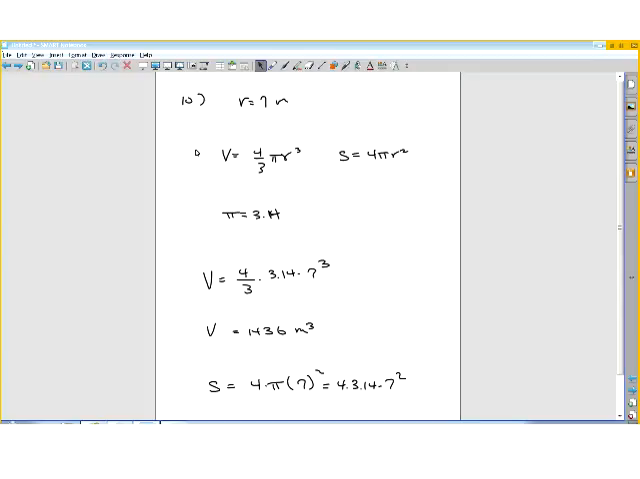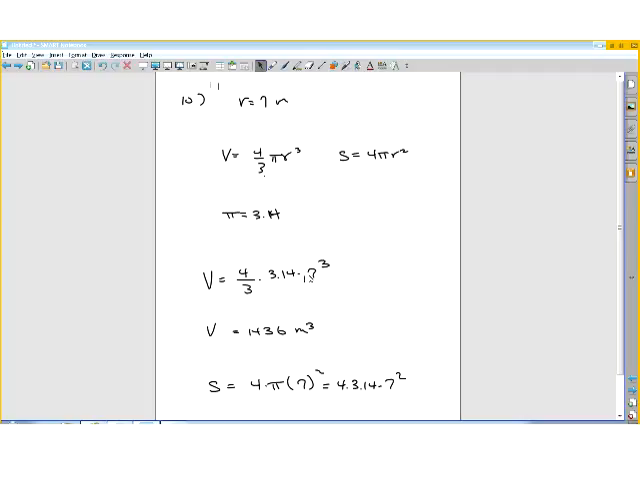Number 10 is a sphere, I think. No, yeah, number 10 is a sphere. It has a radius of 7 meters. The volume of a sphere is 4/3 pi r cubed. The surface area of a sphere is 4 pi r squared from the book. We're going to use pi as 3.14. So all we have to do is just plug them in, calculate them.